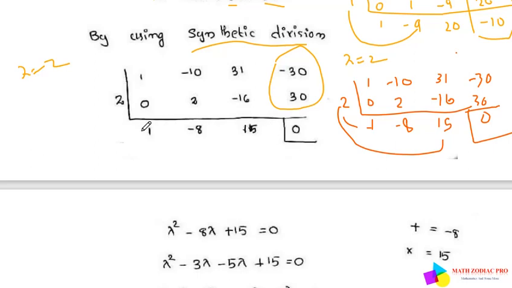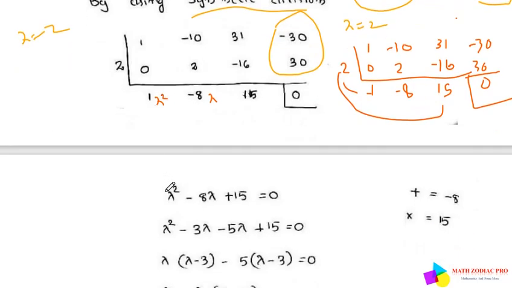Okay, so this one is lambda, this is lambda square, this is lambda and this is into 1. Okay, that is the ax square plus bx plus c method. So here is lambda square, 1 lambda square, and minus 8 lambda plus 15 equal to 0.